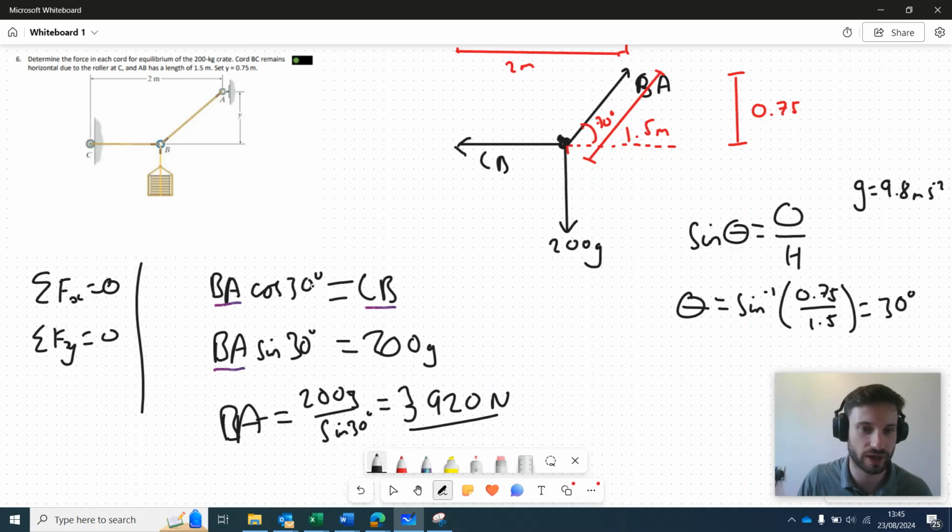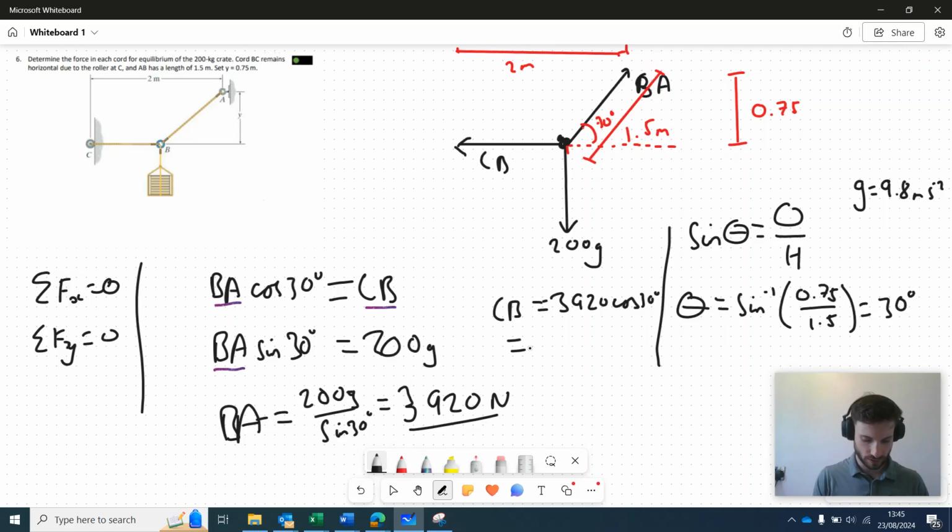I can just solve for CB with this first equation here. I can say that CB equals 3,920 cos 30, which is equal to 3,395 newtons. Bam. Okay. Let's just double check the problem and see if I've got everything I need.